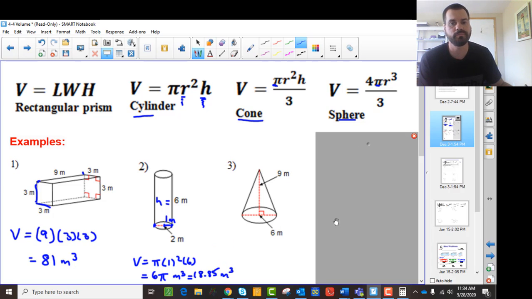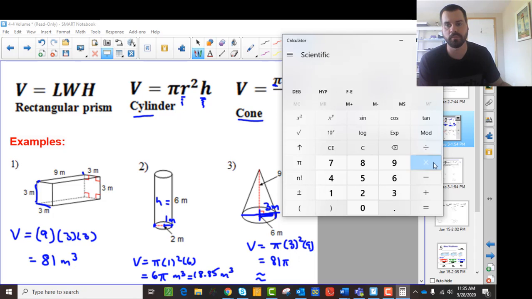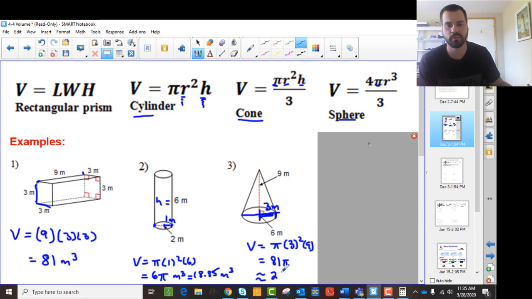Now we have a cone. A cone also has a radius and a height. In fact, you'll notice that a cone is just a third of a cylinder. We just take the cylinder formula and divide by 3. So we're going to do the same thing here. We're going to have volume as pi times r squared times the height, divided by 3. Because we're given the whole distance as 6, the radius is half of 6, so it's 3 meters. So we're going to go 3 squared and then times 9. That's going to give us 81 pi, which is approximately, going to our calculator, 81 times pi, 254.5.